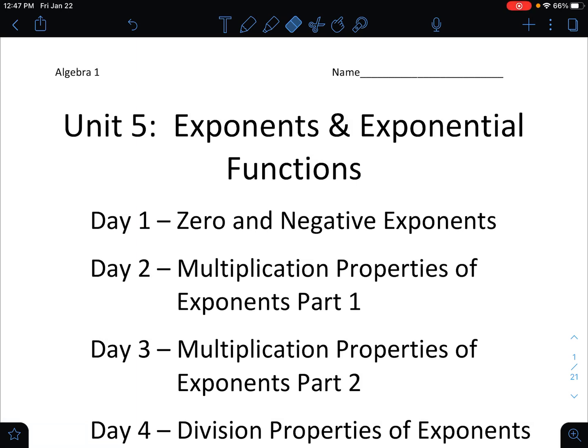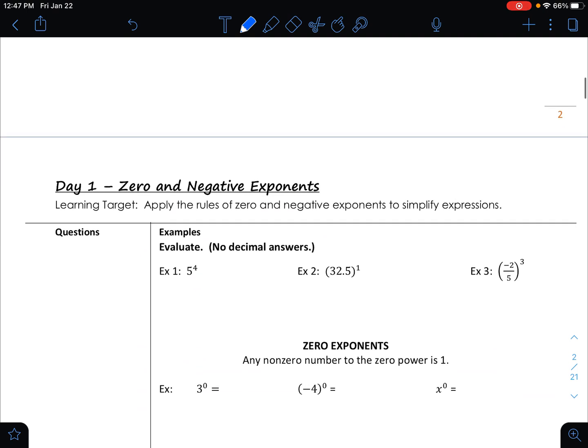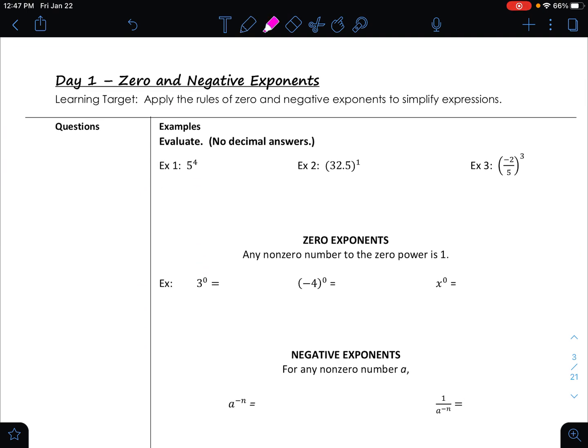So in this video we are going to begin Unit 5. Unit 5 is all about exponents and exponential functions. So we are going to start with day 1. So if you would get to your day 1. Day 1 is learning about zero and negative exponents.